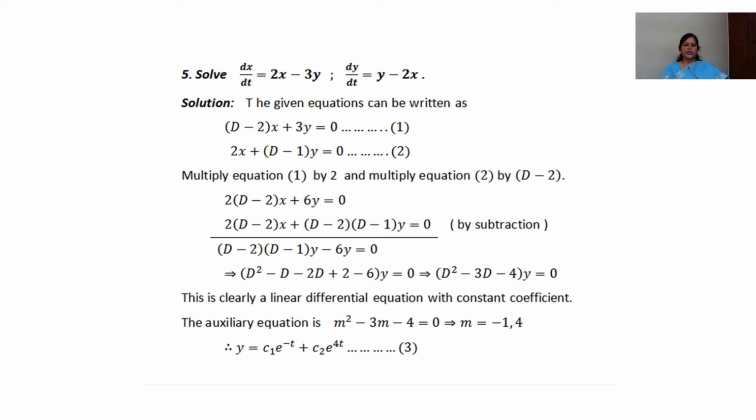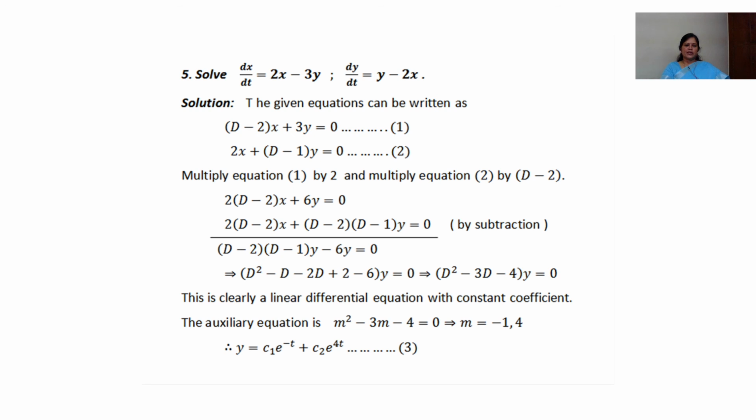Which one can we easily vanish? In the first equation we have (D minus 2)x. In the second equation we have only 2x. So in this problem we can easily vanish the x value. That's why we are multiplying equation 1 by 2 and equation 2 by (D minus 2).